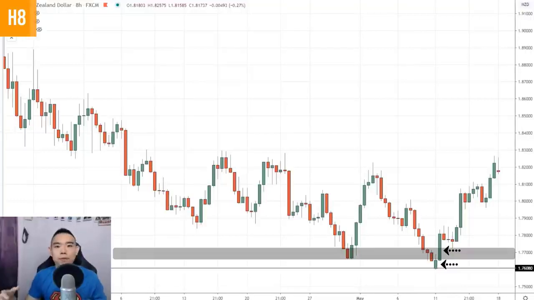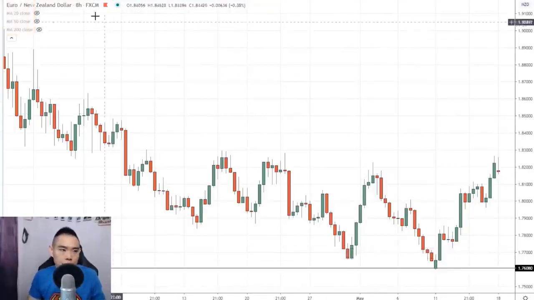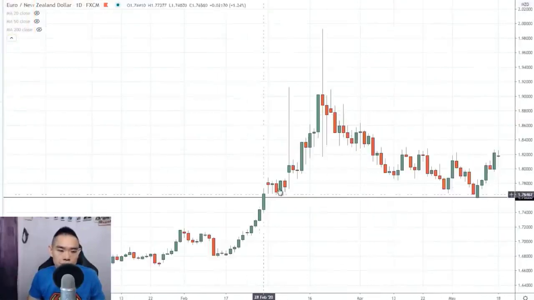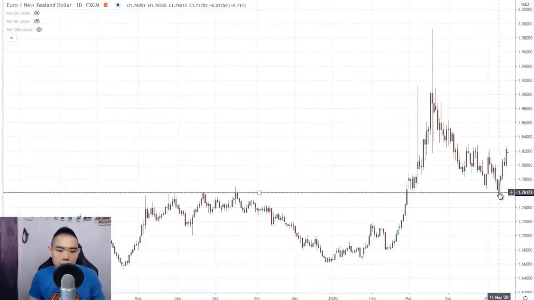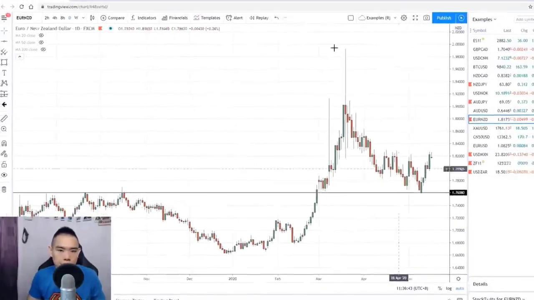Again, we are dealing with multiple concepts over here. Number one is the false break. Number two, we are dealing with the retest of a key price structure, which in this case is previous resistance that could act as support. So this is how it works.